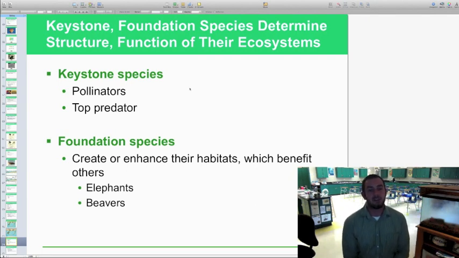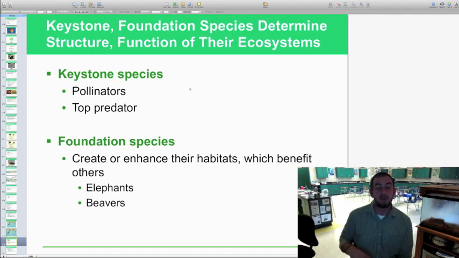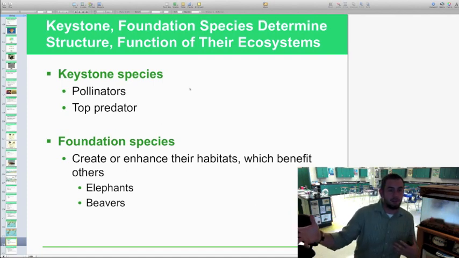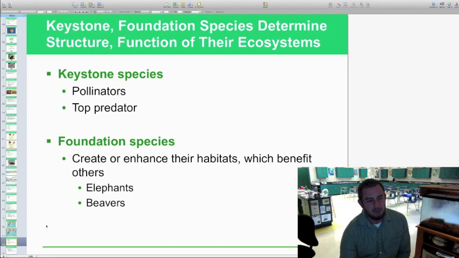A foundation species is where they actually create and enhance their habitats, which benefit others. For instance, elephants, they dig holes with their feet to find water. Well, eventually that water flows up from the bottom, and the holes they dig congregate water when the big monsoon season happens. So that allows other organisms to drink and have water. Beavers, another example, they dam up streams, which causes a still body of water, which some organisms need more than they need a flowing body of water. So that allows that habitat to change and really enhances that habitat for other species. So that's why they're a good foundation species.